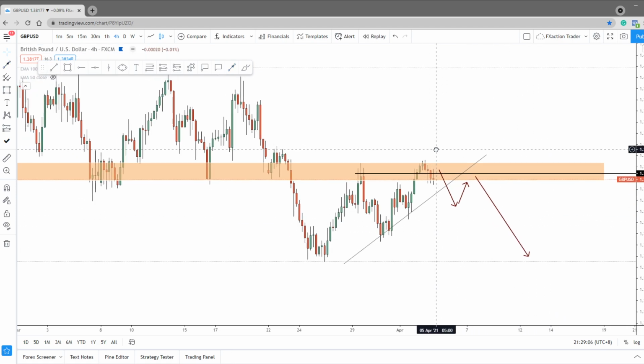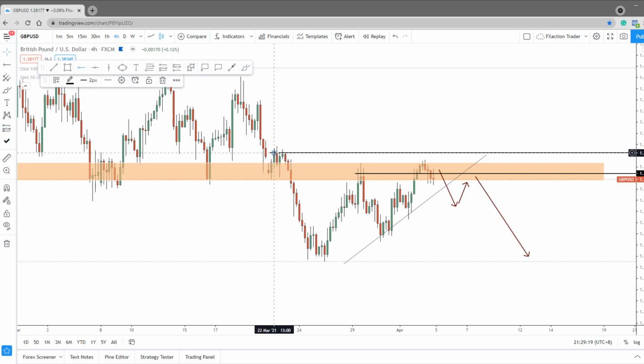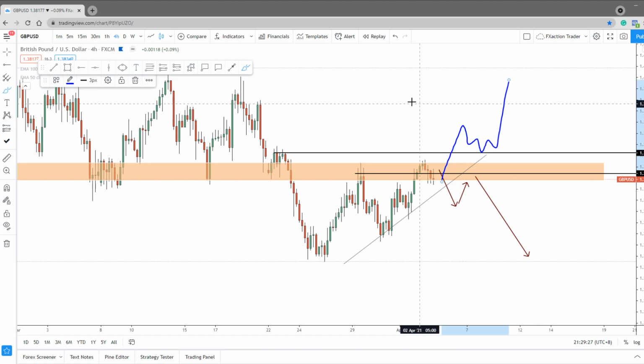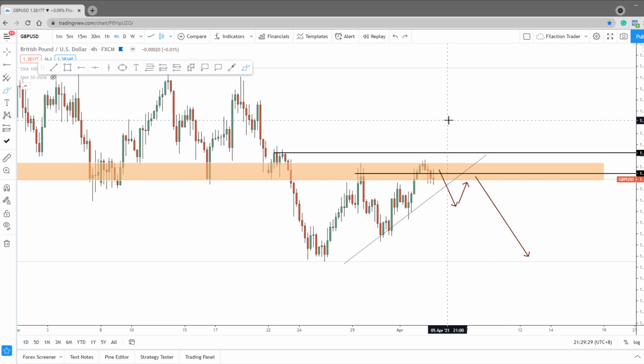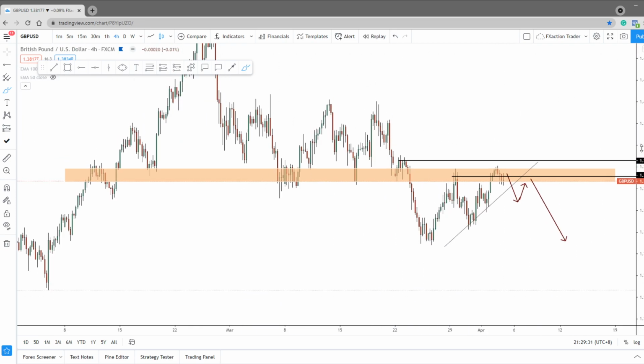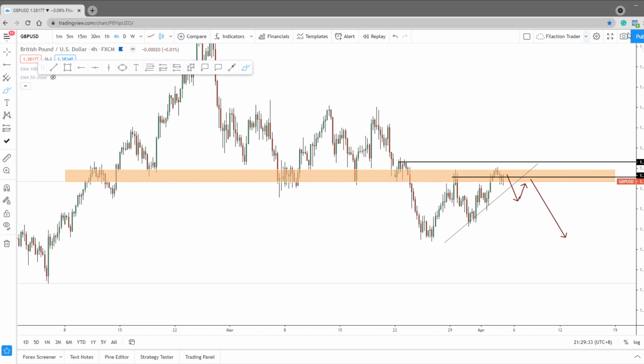So what if the market decides to change the trend and go bullish? If market is going to go for a bullish trend, I would like to see a clear breaking above this key level, pull back, and from here only I'm going to look for a buy trade. But in a bigger picture, I'm still going to look for a sell trade.